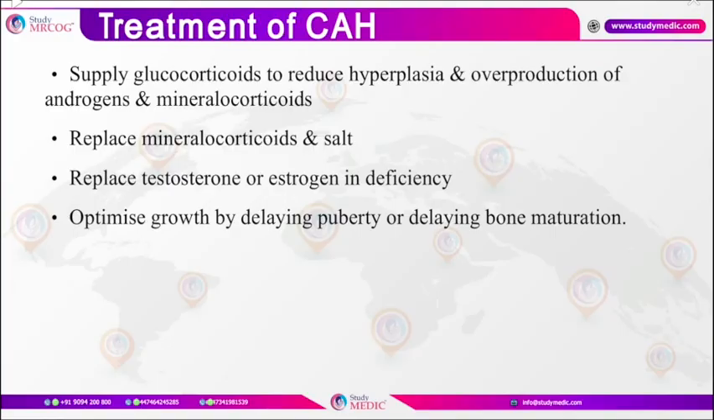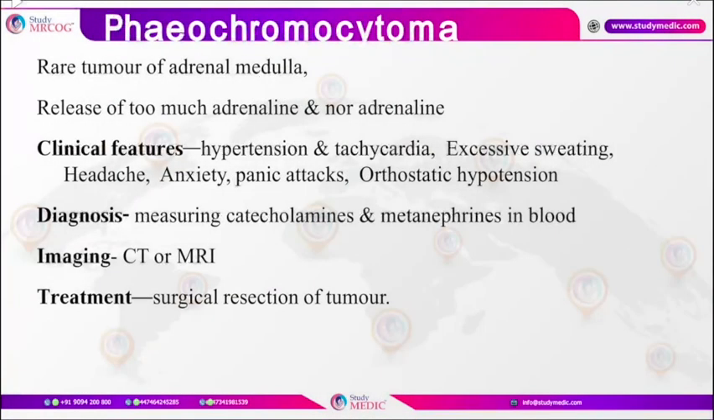So what is the treatment of congenital adrenal hyperplasia? Supply the glucocorticoids to reduce the hyperplasia and overproduction of androgen and mineralocorticoids. Replace the mineralocorticoids and salts. Replace the testosterone or estrogen in deficiencies, and optimize the growth by delaying the puberty and delaying the bone maturation.